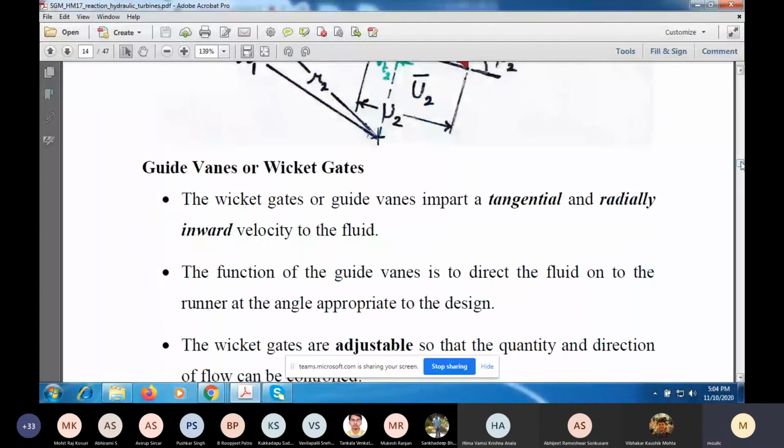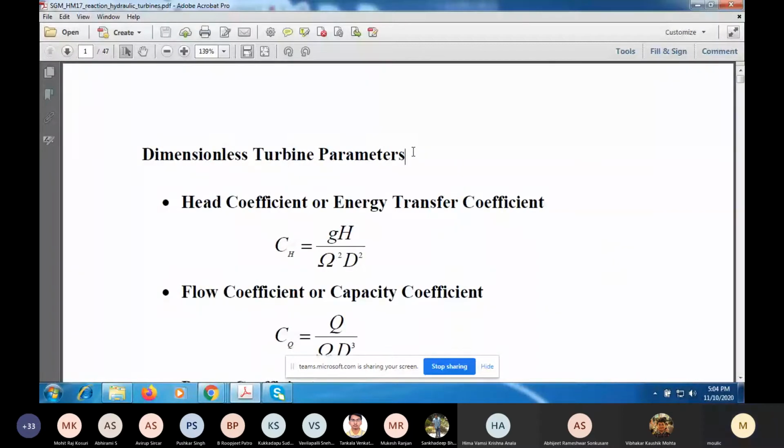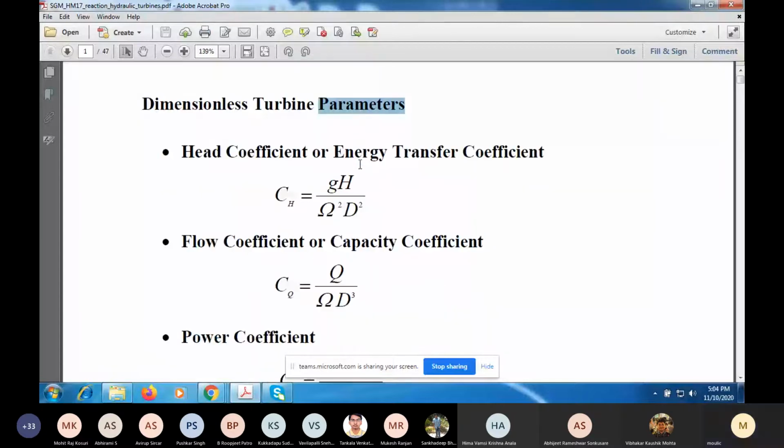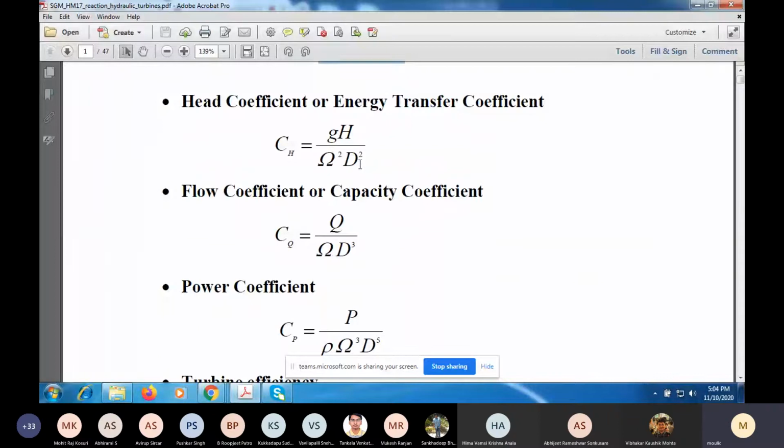All right. Today we'll look at the dimensionless parameters for a turbine. So as we have seen last time, some of the parameters are the same. So we have a head coefficient, which we are calling C subscript H, C for coefficient, H for head, which is gH by omega squared D squared.